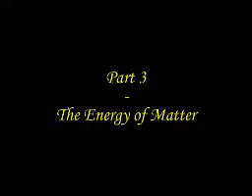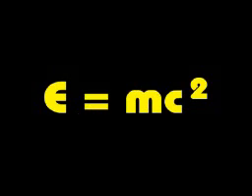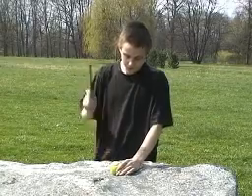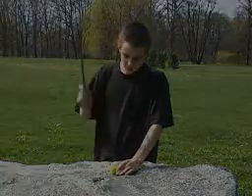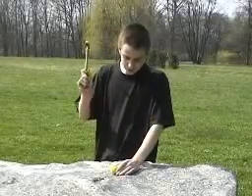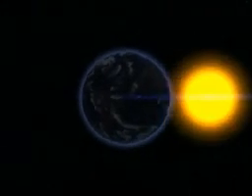Part 3. The energy of matter. According to Einstein's formula E equals mc squared, all matter comprises a vast amount of energy. Today it is, however, impossible to extract this energy by any standard means. Even by shattering complex atoms, followed by a nuclear reaction, we gain only about 1% of usable energy.